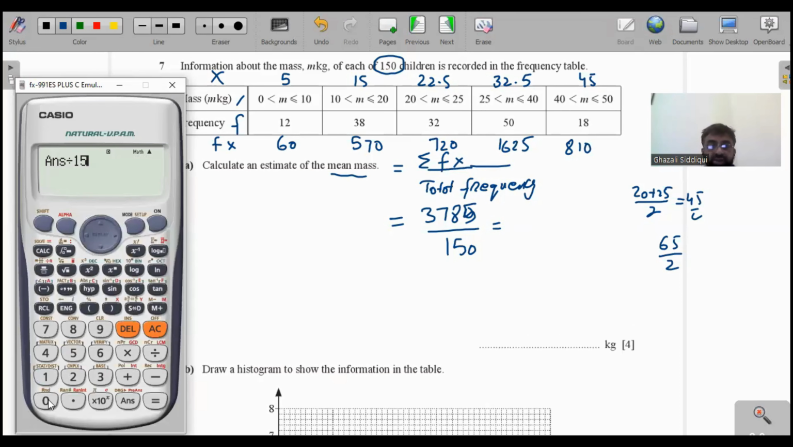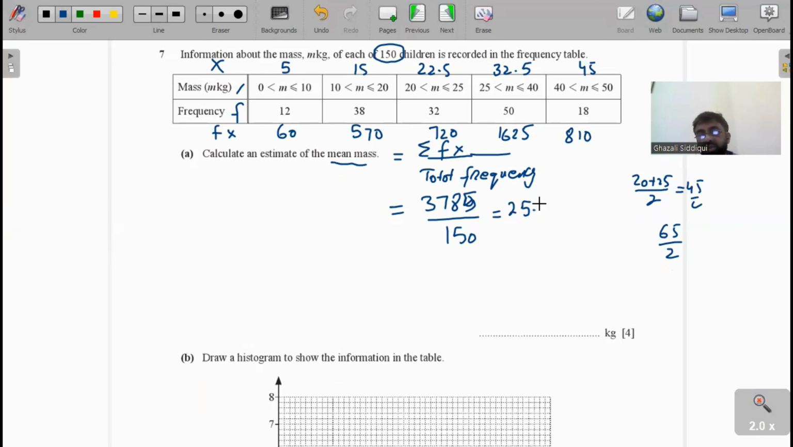Divided by 150, the answer is 25.23. 25.23, now we can write it as 25.2.